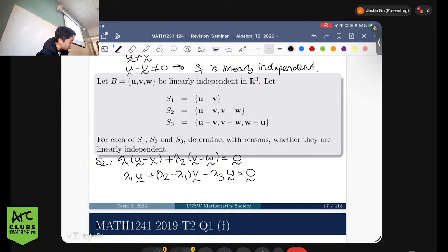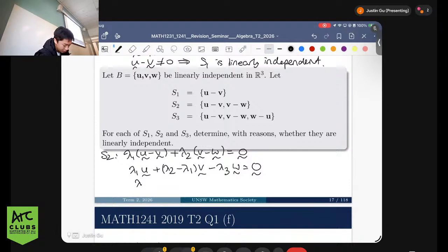And we already know that u, v, and w are linearly independent. Therefore our coefficients of those are just equal to 0. So lambda1 equals 0, lambda2 minus lambda1 equals 0, and lambda3 equals 0. So therefore lambda2 is also equal to 0. So all three coefficients are 0, so therefore S2 is linearly independent.